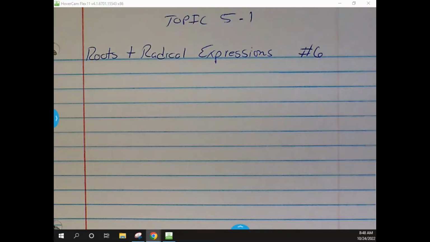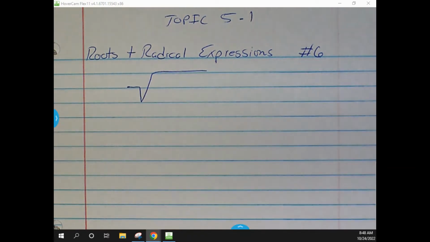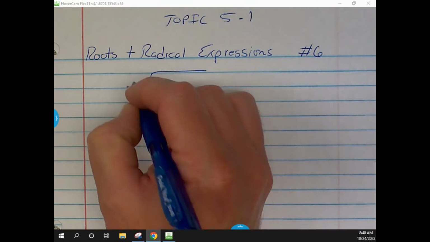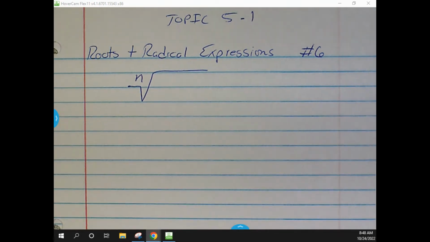All right, so with roots and radical expressions, the very first thing we're going to do, and we've worked on this a little bit, but we're going to hit it really hard for the next week or so. When we're talking about radicals, there's your square roots. We've done a lot with square roots. We'll do some more with third, fourth, fifth roots, that kind of thing.